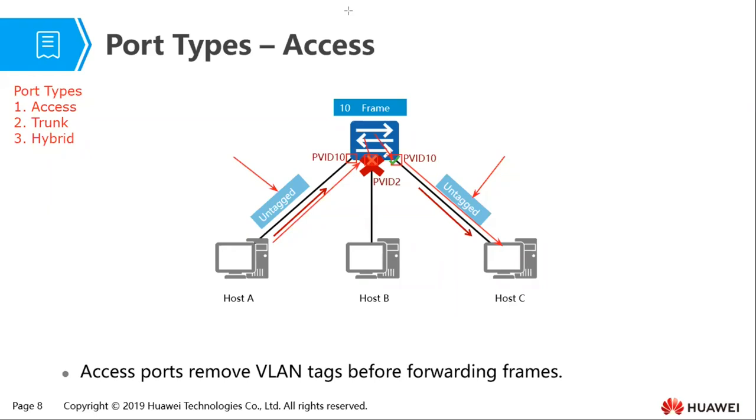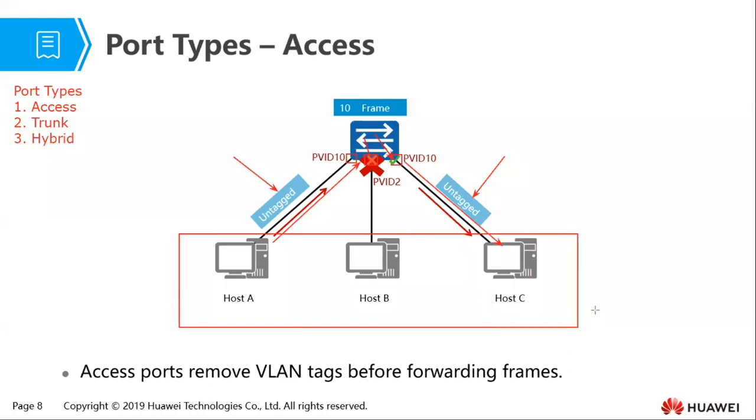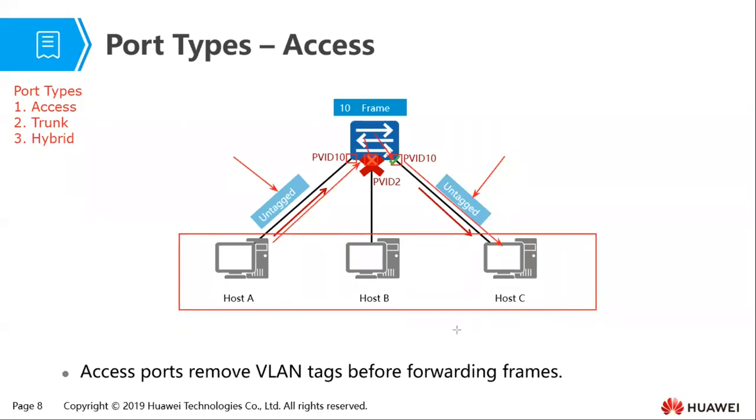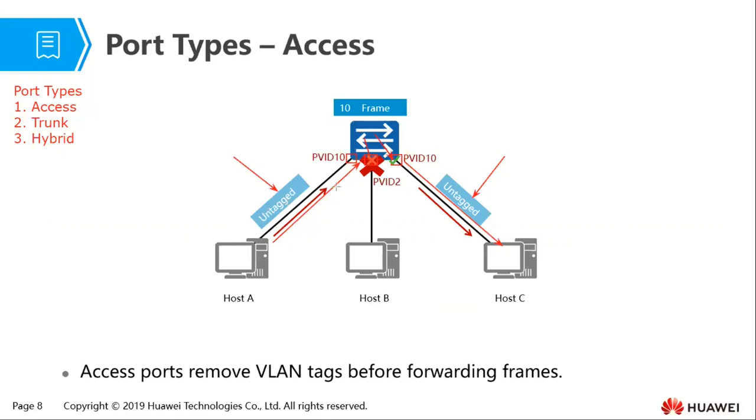So in summary, you need to understand that end devices are not VLAN aware. They're not really aware which VLANs they are in. Whoever knows which VLAN a device is in is actually the switch through the access ports. So that is why we say that access links only carry untagged frames. So I hope that is clear.